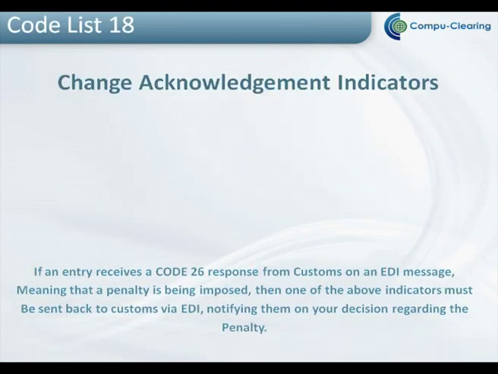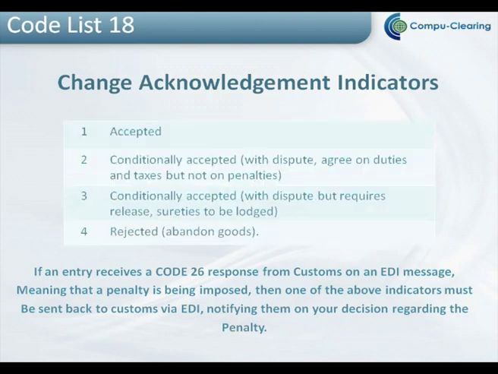There are also some changes to Code List 18 acknowledgement indicators. If an entry receives a Code 26 response from Customs, which means that Customs is imposing a penalty, one of the above indicators must then be sent. 1. That the penalty has been accepted. 2. Conditionally accepted, with dispute, but agree on the duties and taxes, but not on the penalties. 3. Conditionally accepted, with dispute, but requires release, sureties to be lodged. Or 4. Where it's been rejected, abandoned goods.